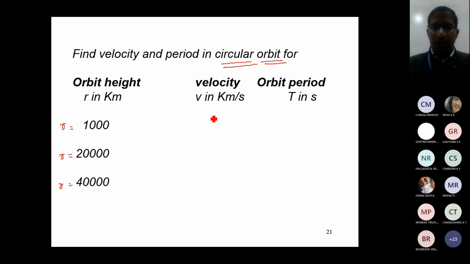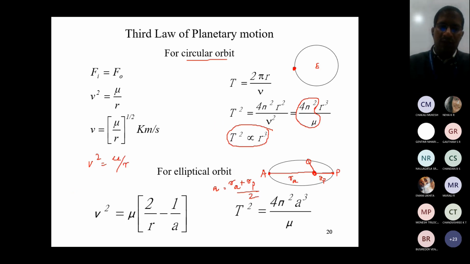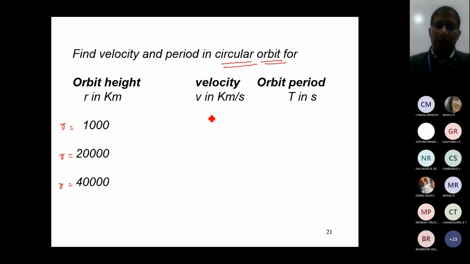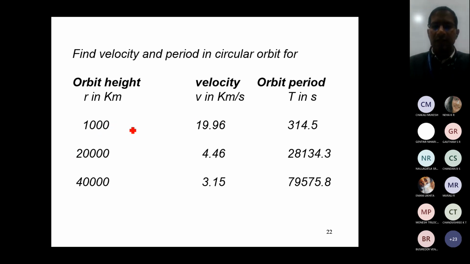So we have to first find out the velocity. Which formula shall we use? We shall use this formula: V is equal to the square root of mu divided by R. The R value is given, and mu is a constant that we have seen. So using the different values of R, we can calculate the velocity at which the satellite is moving at different orbital heights.